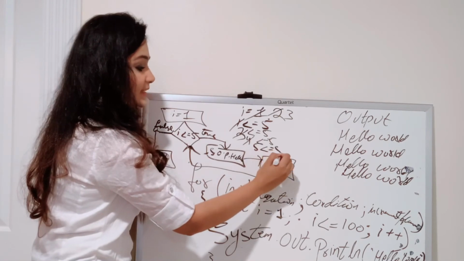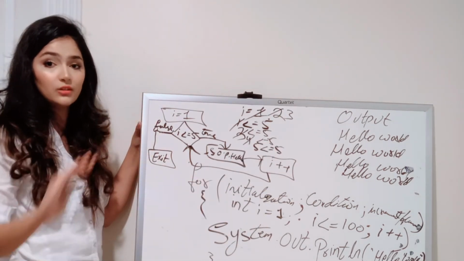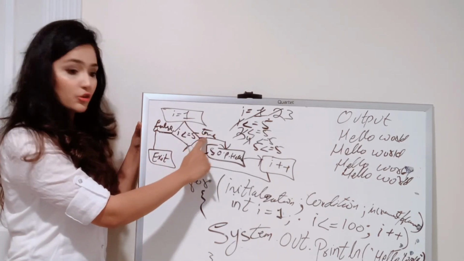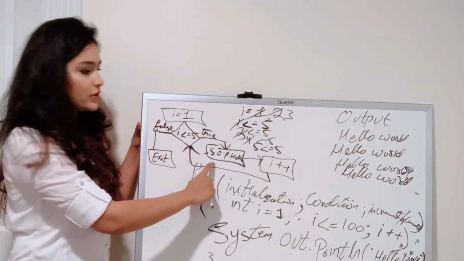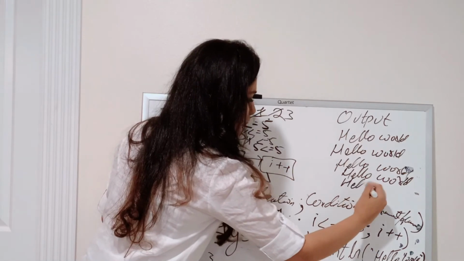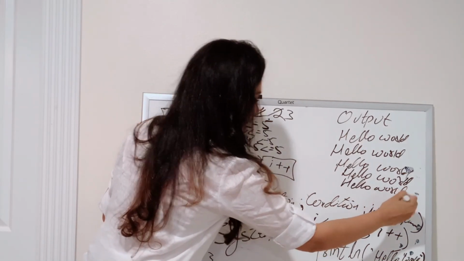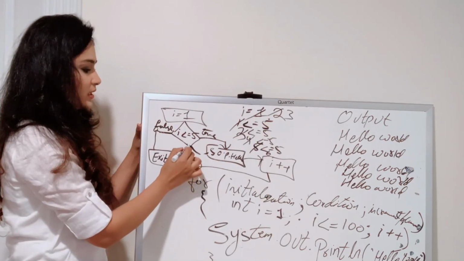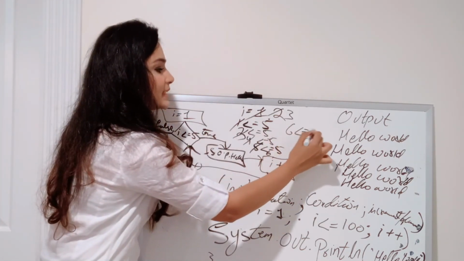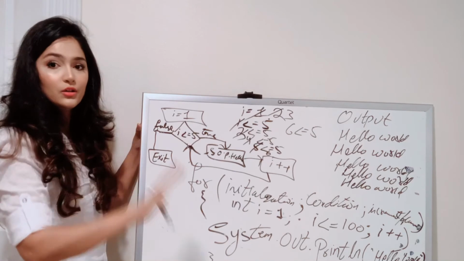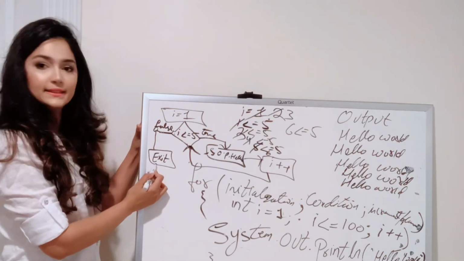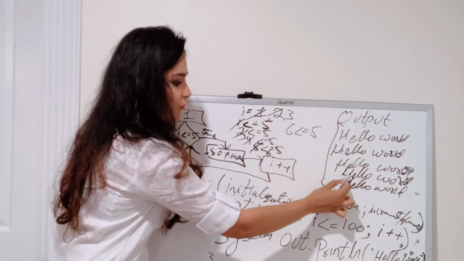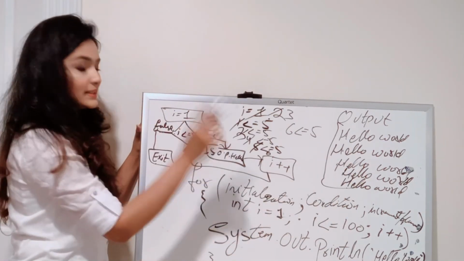Is 5 less than or equal to 5? 5 is not less than 5, but 5 is equal to 5, so your condition is true. Again, System.out.println Hello World, so I'm printing Hello World over here. And i is now 6. Again, you will check the condition. Is 6 less than or equal to 5? No, false. Exit. So this is your output: 1, 2, 3, 4, 5. So your code runs 5 times.